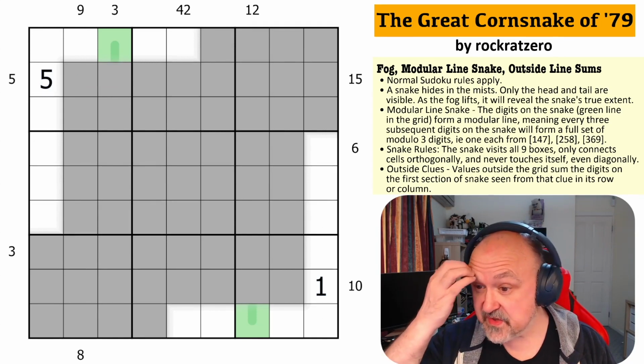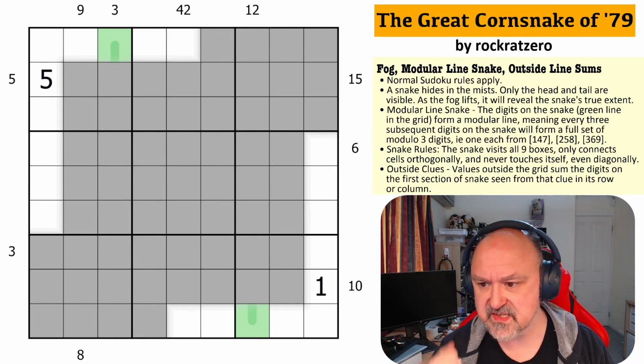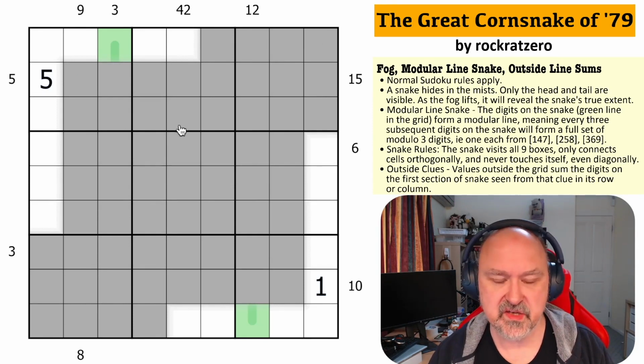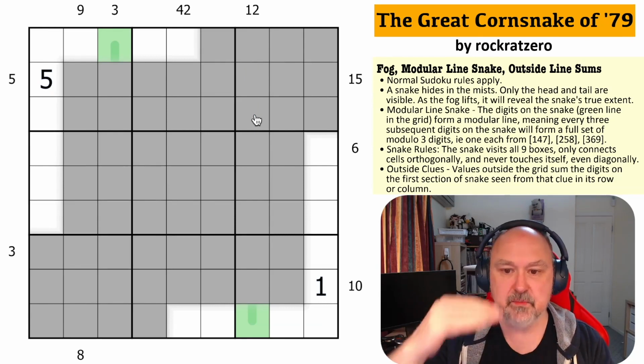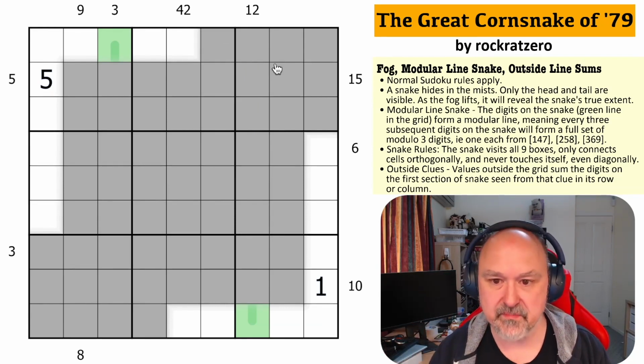Outside clues. Values outside the grid sum the digits on the first section of snake seen from that clue in its row or column. Okay, so what that means is these clues, let's use this 15. If these 4 cells were on the snake, what that would mean is that those 4 cells would have to sum to 15. However, if these were the first ones in the line that summed to 15, we couldn't put anything in here, because if I did that, for example, then these would be the cells that summed to 15. Yeah, it's the first set of snake digits in the direction as seen. So, for example, if it was those, then those would sum to 12. Yeah, it's the first complete segment of snake in the direction as seen by that must sum to the digit.